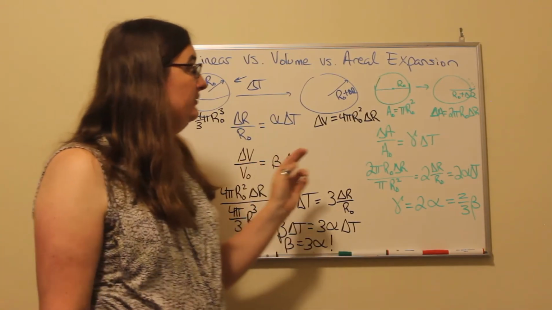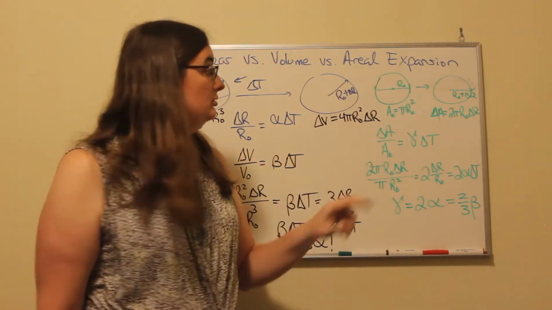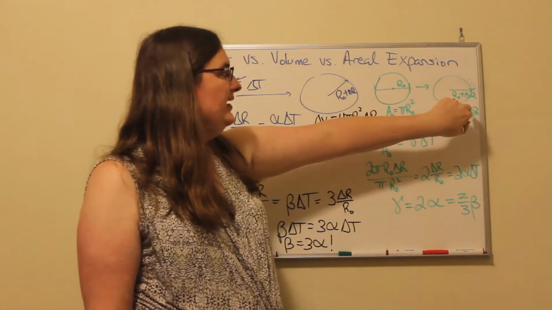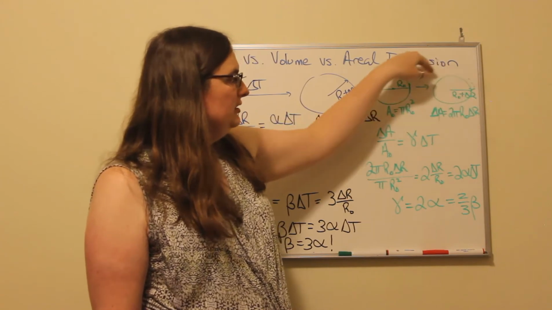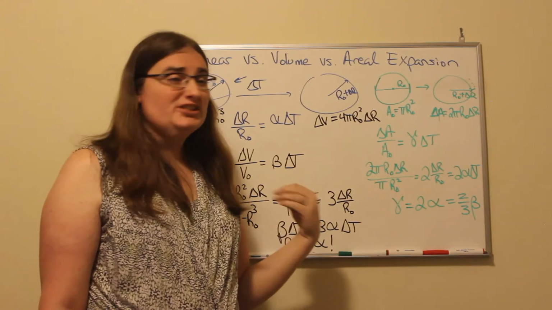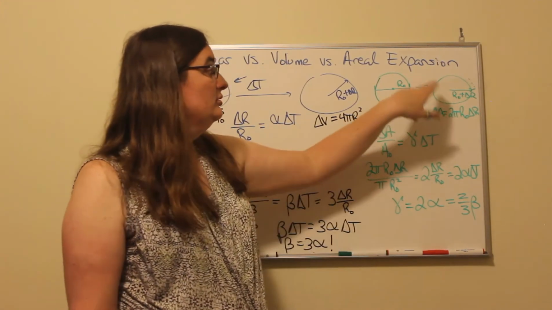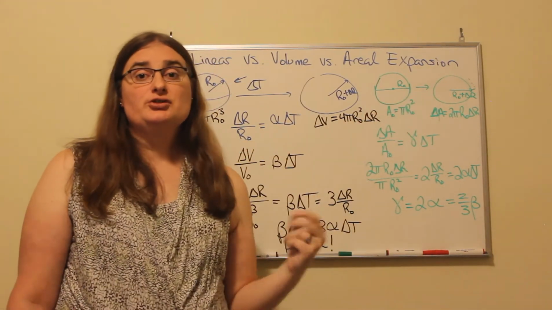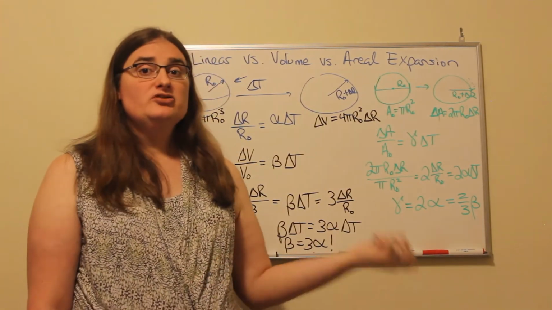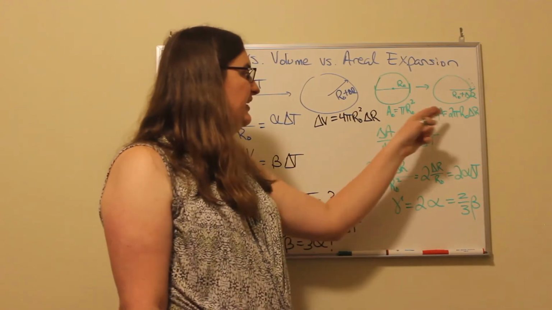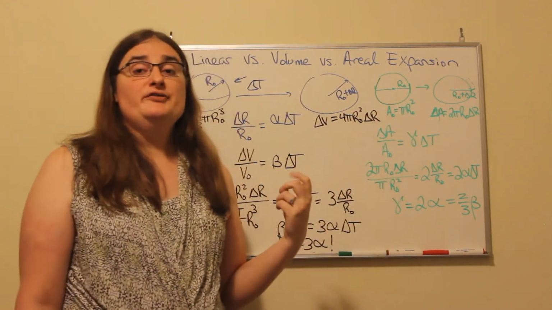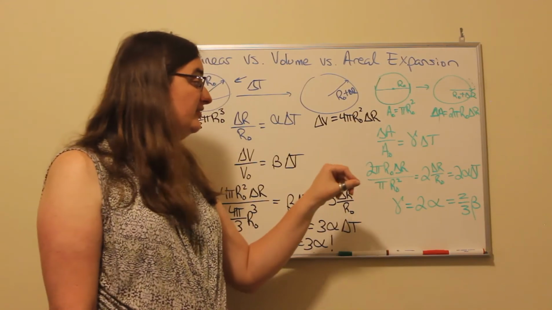Now for the area, if I have a 2D circle, the area is pi r squared. If I increase my radius, I get an extra ring on the outside of that circle that's equal to the circumference of the circle, 2 pi times the original radius r0 times delta r. So if I calculate delta A over A0, that would be my coefficient of area expansion gamma times delta T.